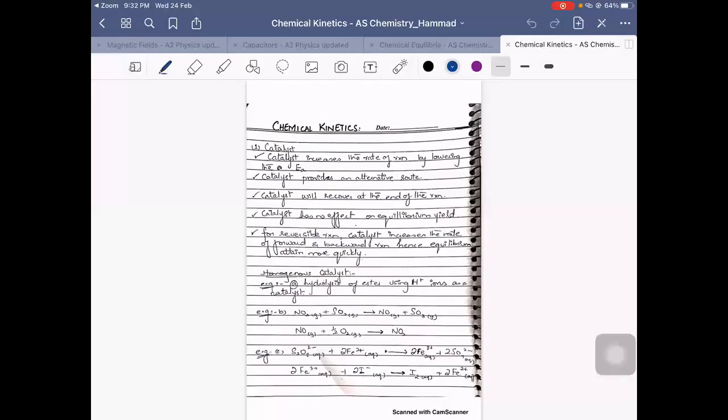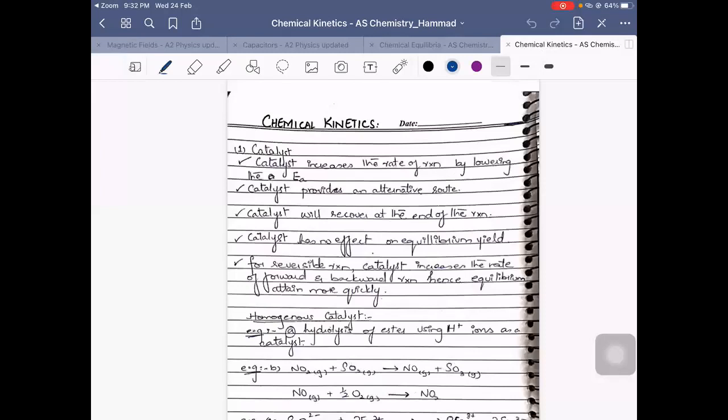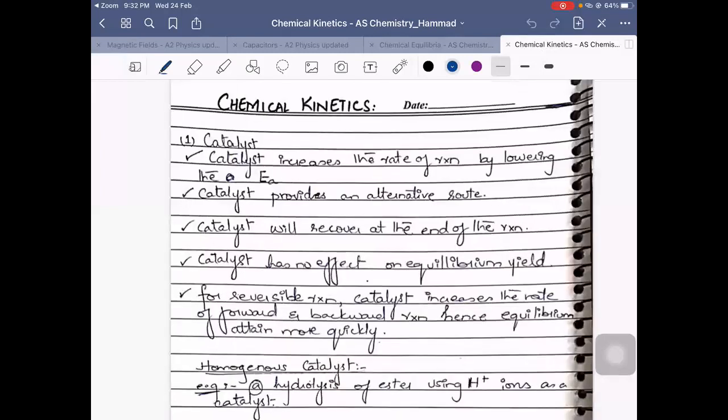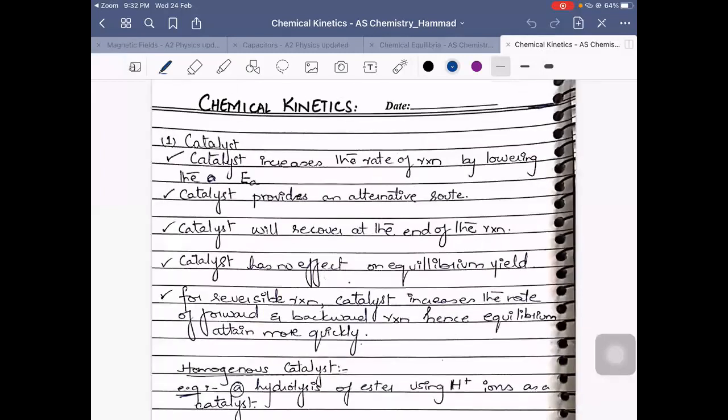Okay, so chemical kinetics will deal with the orientations of the reactions and what factors affect a reaction. Number one is catalyst. A catalyst from O levels, you know that it increases the rate of the reaction by lowering the energy of activation. A catalyst will never take part in a reaction. Please understand that. Catalyst will always provide an alternative route, that is the lowered energy of activation route.